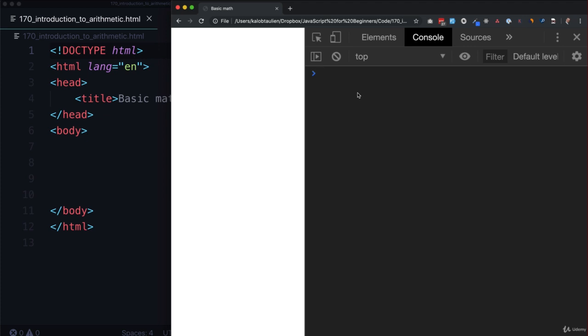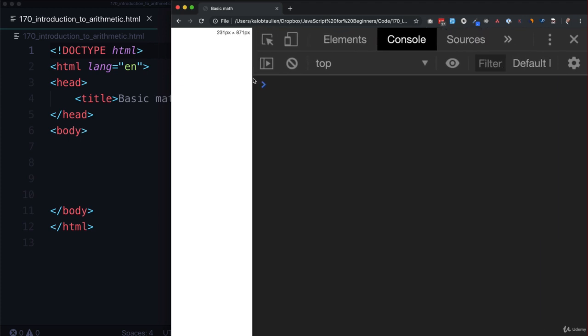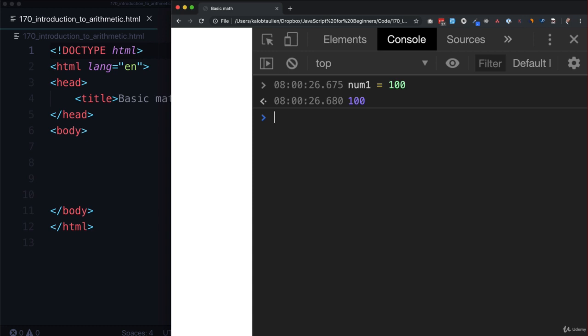And so in this video, we're going to learn about some of the basic arithmetic behind JavaScript. And really, we're just going to stick with multiplication, addition, subtraction, and division. Okay, so let's go ahead and create a variable in here. So we've got variable num1 is equal to 100, and then we've got variable num2 is equal to, I don't know, let's say 33.5. I'm honestly just making up numbers at this point.